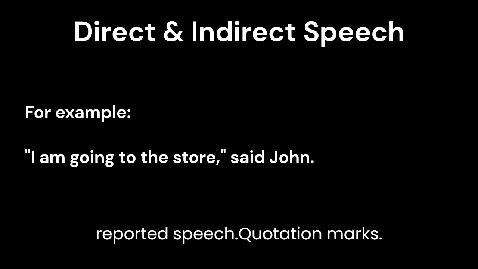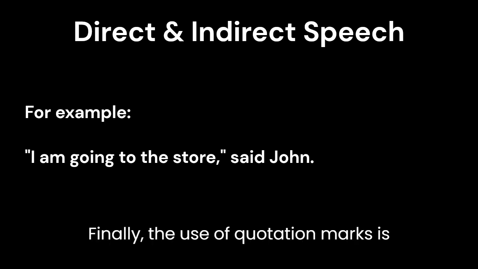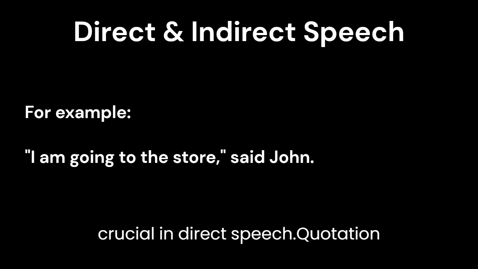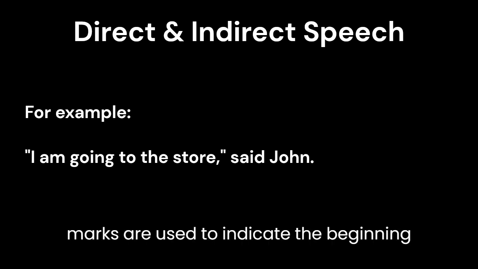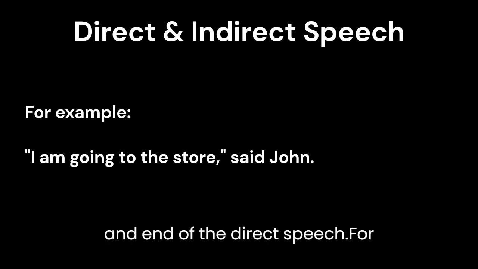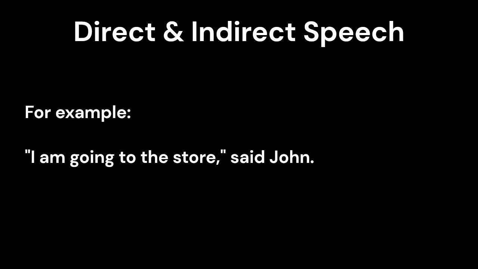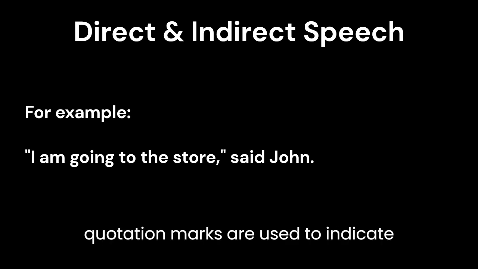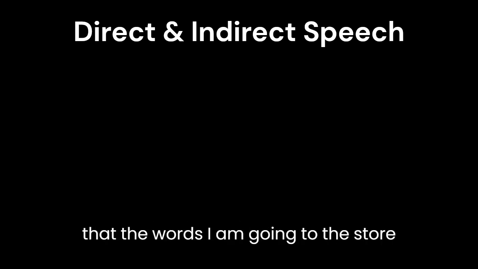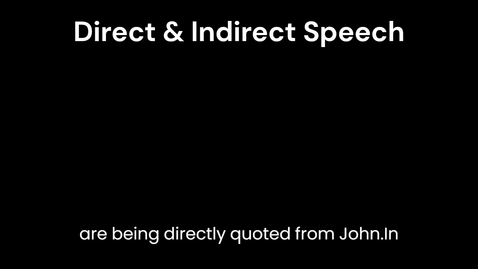Quotation marks. Finally, the use of quotation marks is crucial in direct speech. Quotation marks are used to indicate the beginning and end of the direct speech. For example, "I am going to the store," said John. In this example, the quotation marks are used to indicate that the words "I am going to the store" are being directly quoted from John.